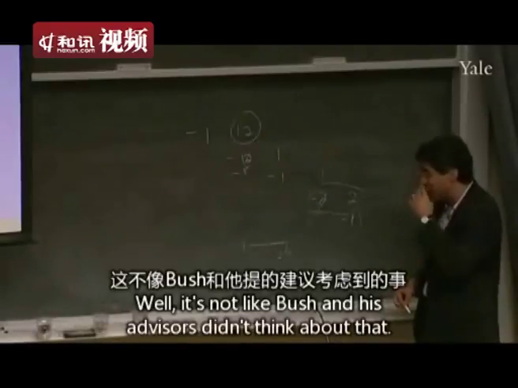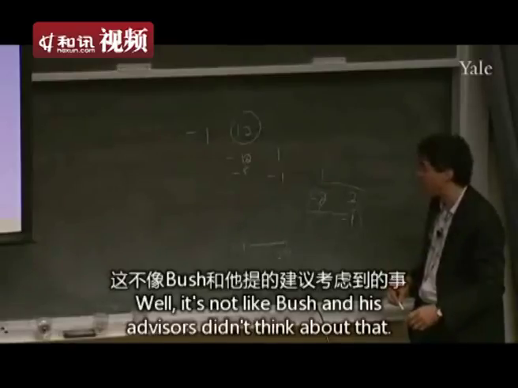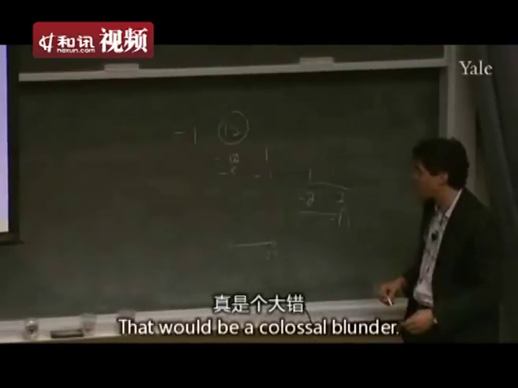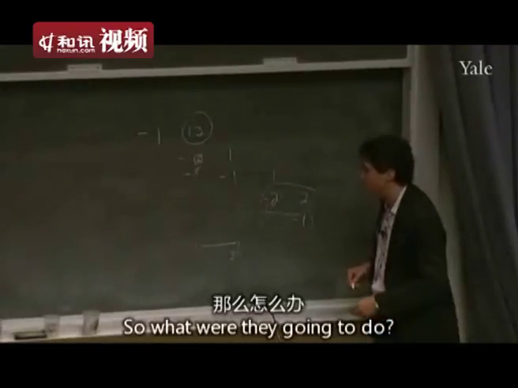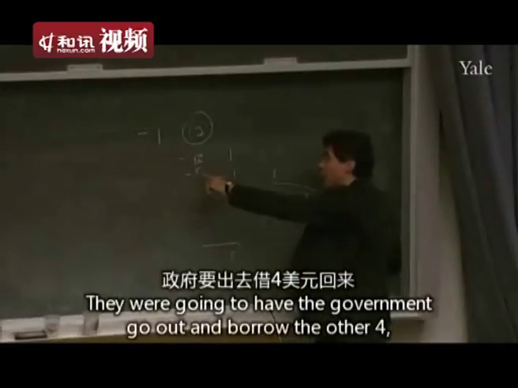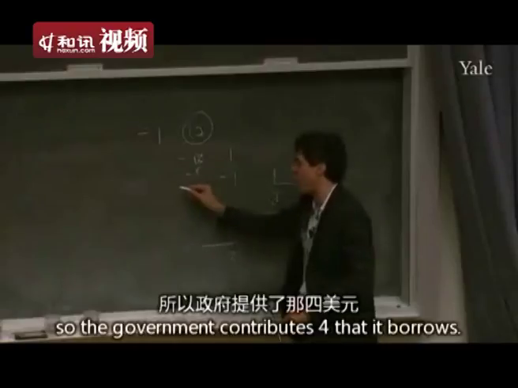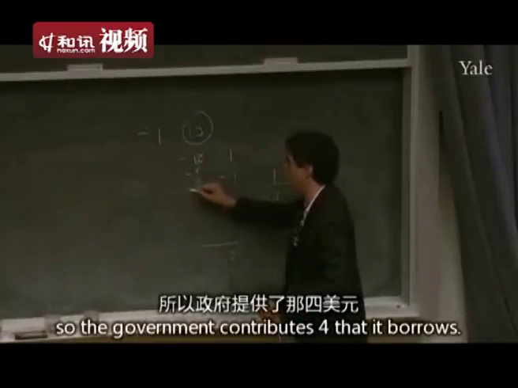Well, it's not like Bush and his advisors didn't think about that. That would be a colossal blunder. Of course they thought about that. So what were they going to do? They were going to have the government go out and borrow the other 4. So the government contributes 4 that it borrows.